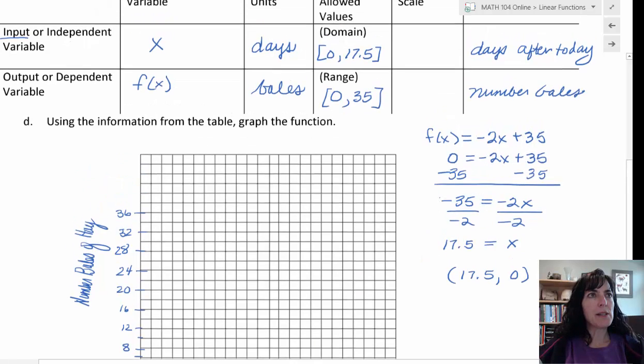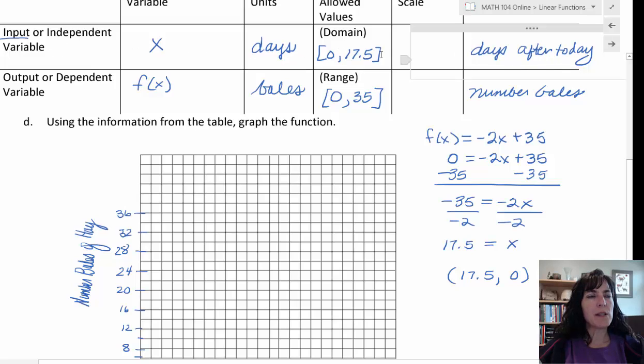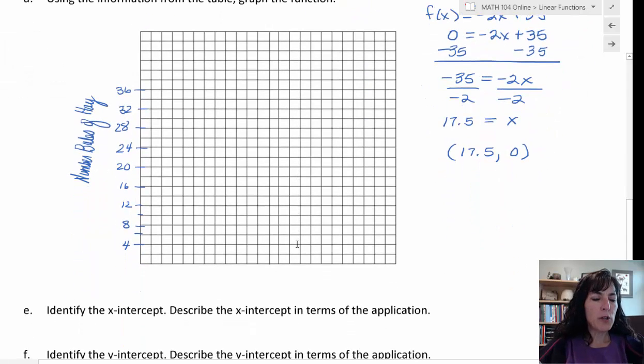And for my x-axis, the input is the number of days, and it's the days after today, and it goes from 0 to 17.5. So when I get down to my graph, I can just use one block for each day because there's 24 blocks and 17.5 is smaller. So I'll be able to mark those in. I'm just going to mark every other again.